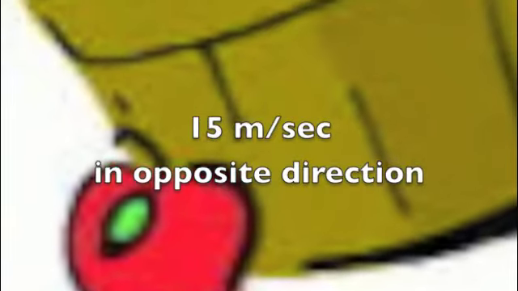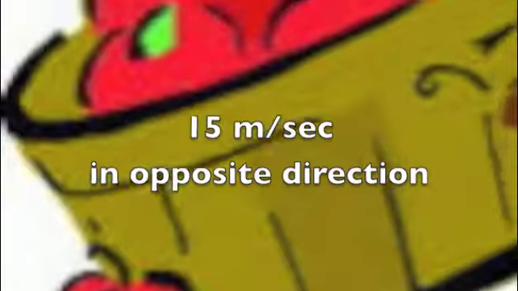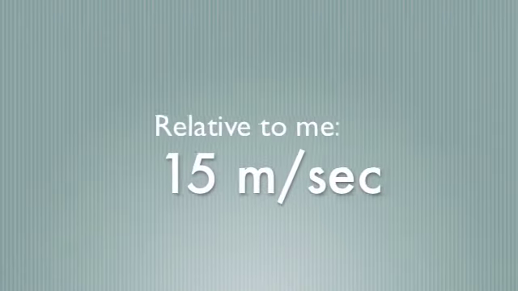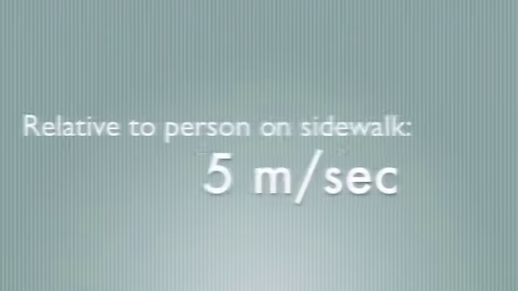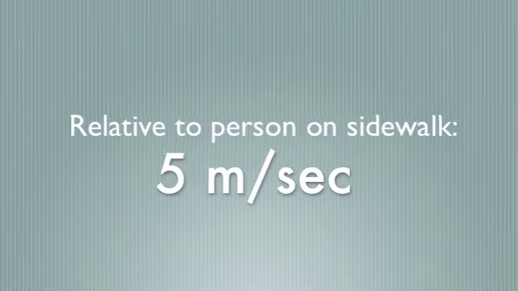Now I turn around and throw the apples from the back of the truck at the same velocity. How fast are the apples traveling relative to me, and how fast are they traveling relative to the person on the sidewalk? To me, they are traveling 15 meters per second. To the person on the sidewalk, the apples are traveling 5 meters per second.